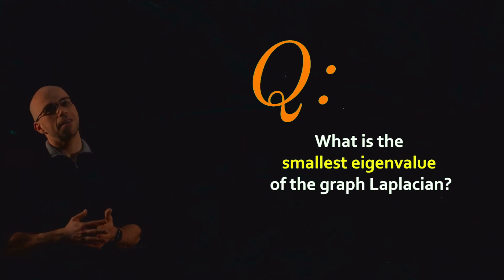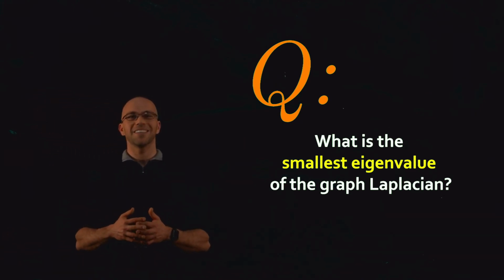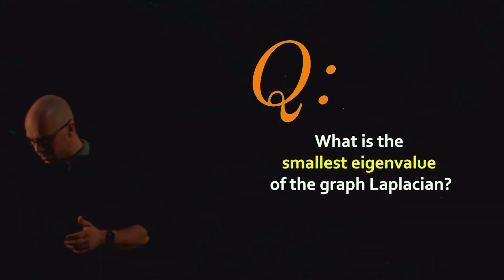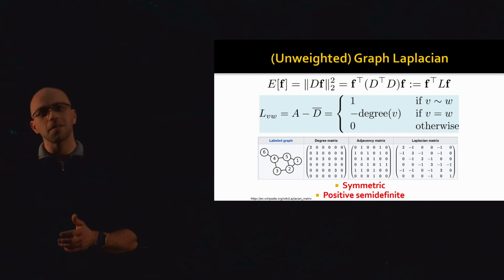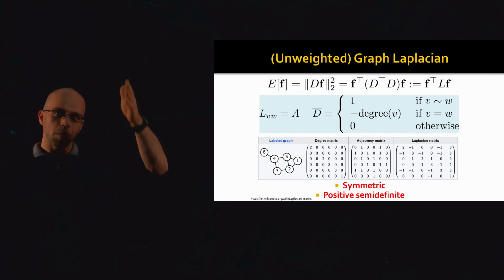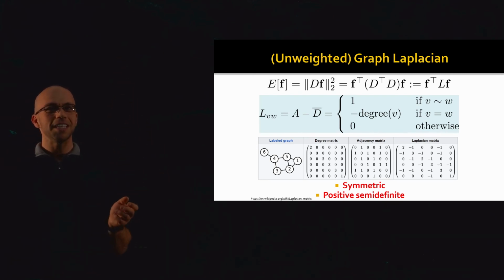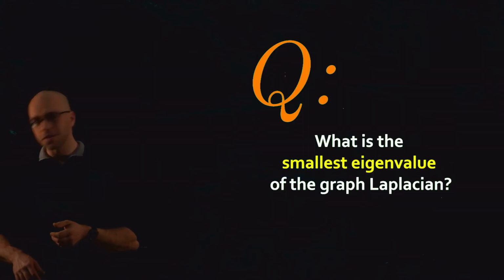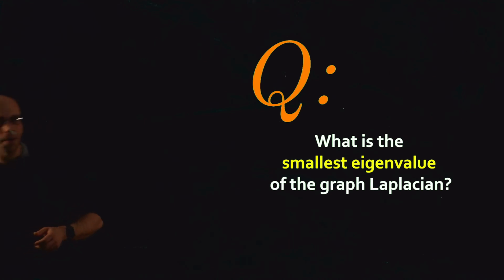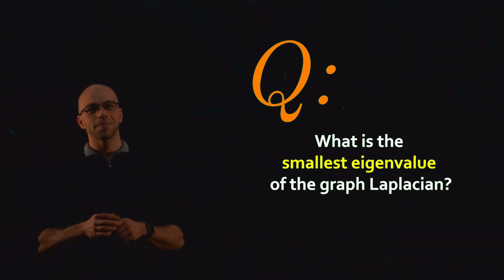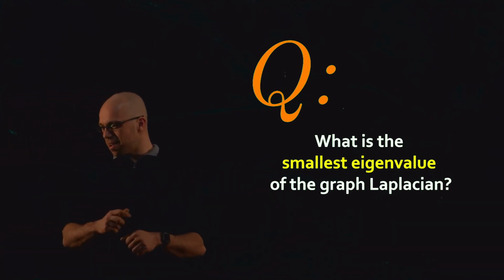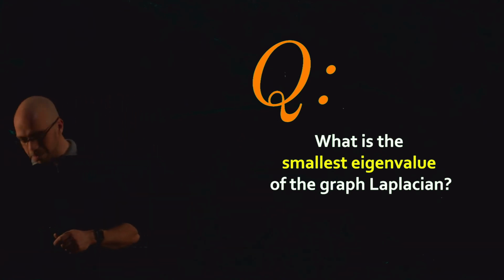Now, one question you could ask is, what is the smallest eigenvalue of the graph Laplacian? If we think about it for just a minute, remember, again, it's equal to d transpose d. So if I have a vector 1, 1, 1, 1, 1, 1, 1, 1, well, d times that vector is going to be 0, which means that the smallest eigenvalue of the graph Laplacian is just equal to 0, which isn't terribly exciting. But the second smallest eigenvector and eigenvalue become interesting.